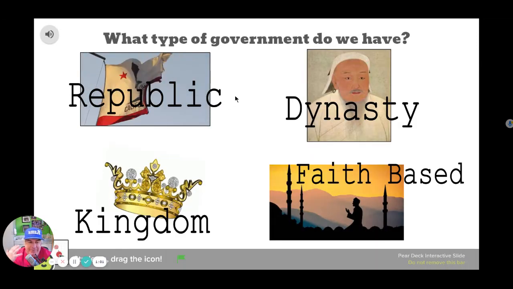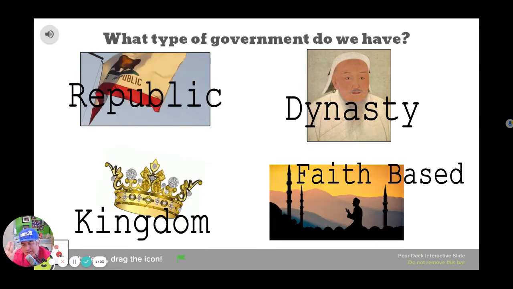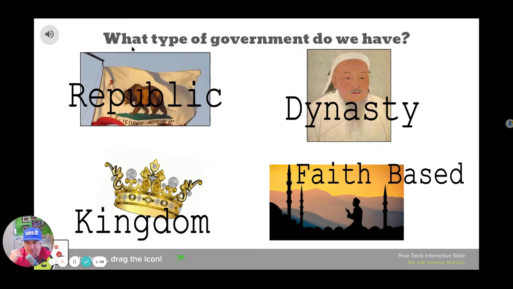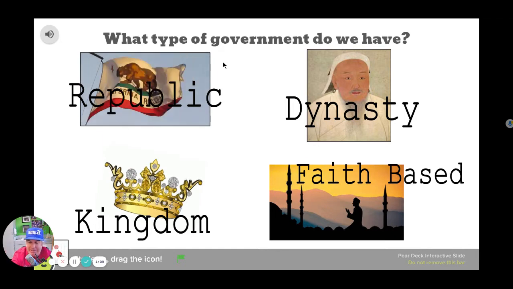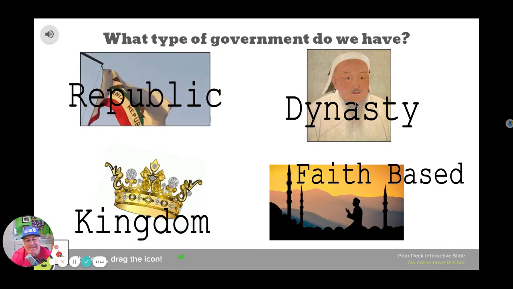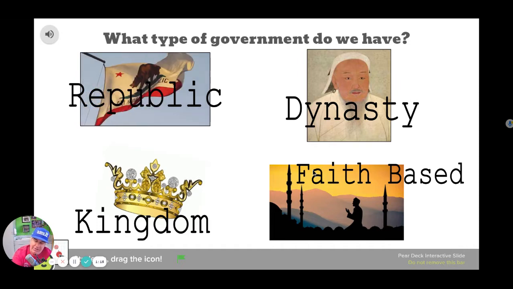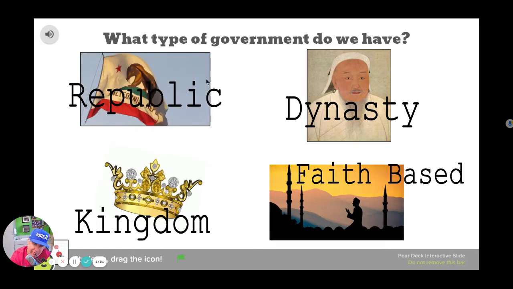You're going to have an interactive slide with this, but I did want to go over this in case you're missing it and you're not here during the presentation. But what type of government do we have here in the United States? Is it a republic? Is it a dynasty? Is it a kingdom? Or is it faith-based? So think about that for a minute. I hope you choose the right one. I hope you pick the one up here, because we are a republic.